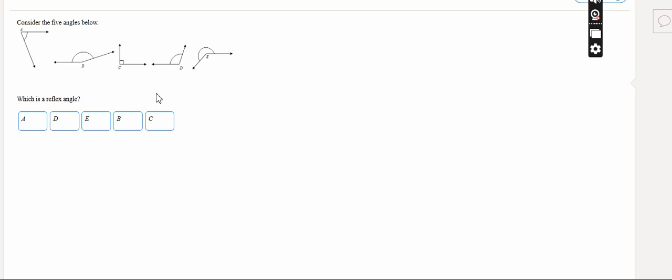Now let's look at this again. What is a reflex angle? I just explained it previously: an angle that's outside. So what do I mean by outside? These angles are inside. I mean outside the two lines. So this is going to be a reflex angle, which is more than 180.